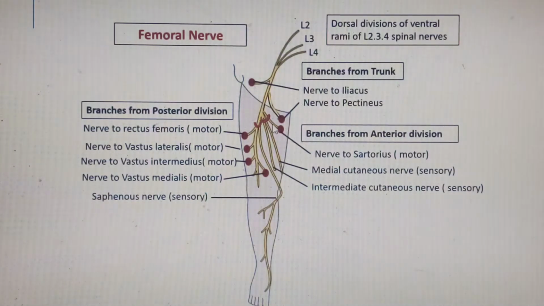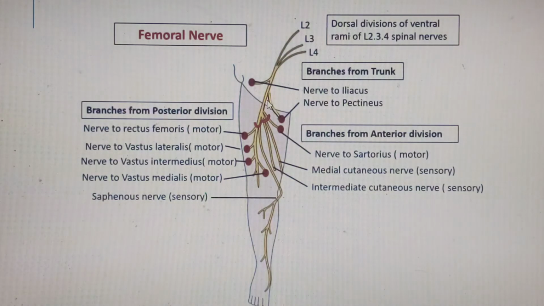And then of course the anterior division will give a nerve to supply the sartorius muscle. That will be a motor supply. Then apart from that, it will also give two sensory branches, what we call the medial cutaneous nerve of the thigh, as well as the intermediate cutaneous nerve of the thigh. Because already we said that the lateral cutaneous nerve of the thigh comes from the L2, L3 ventral rami, dorsal divisions, that one will be coming directly from the lumbar plexus. The medial and intermediate cutaneous nerves of the thigh will be coming from the femoral nerve.